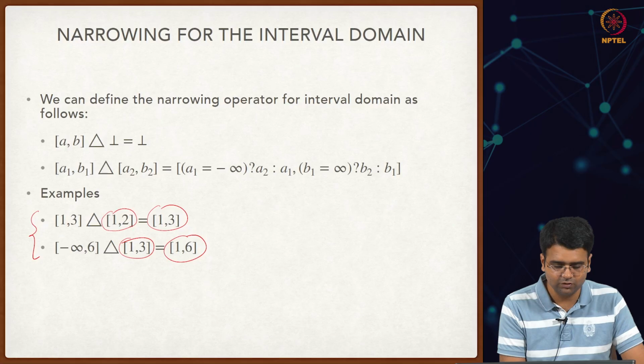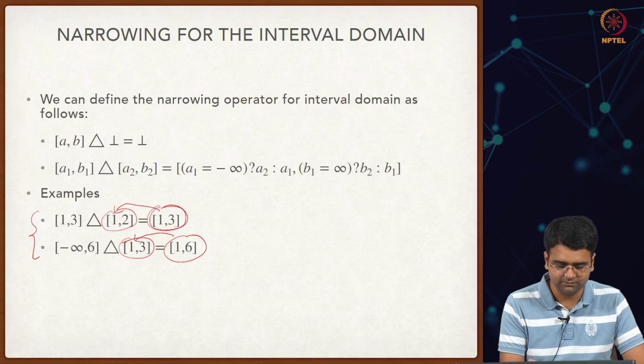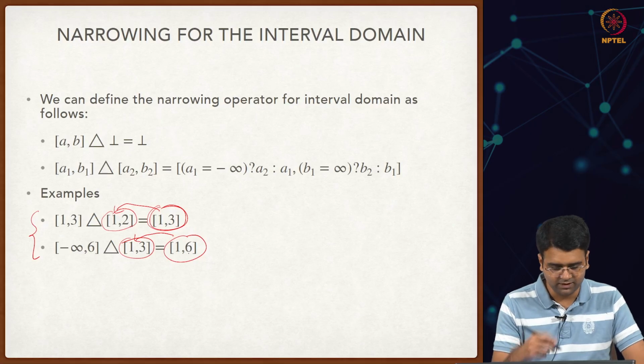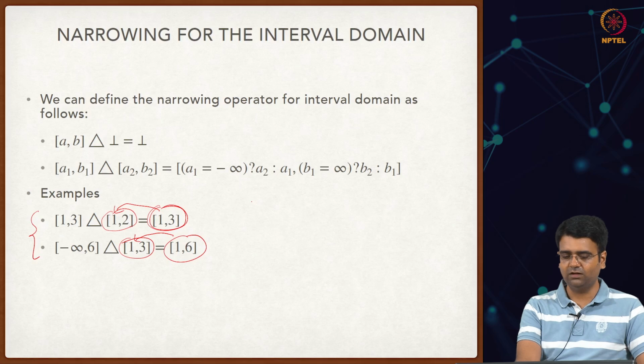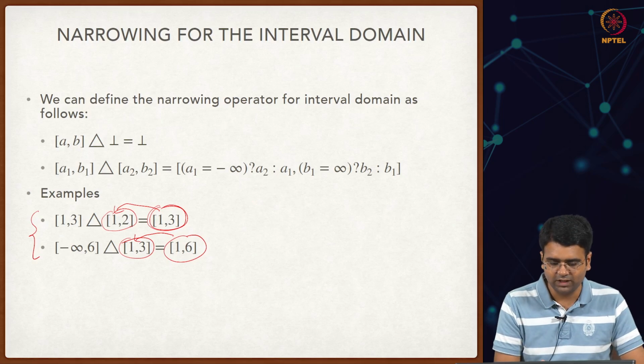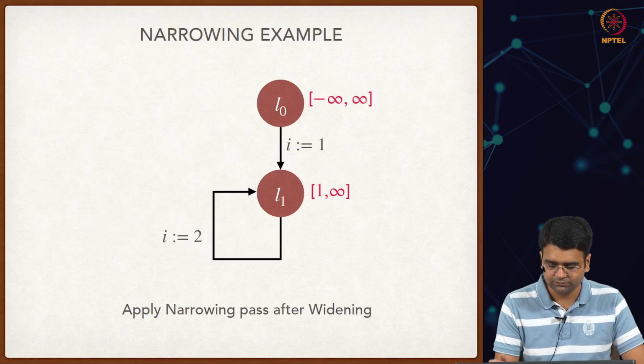So, this 1 3 includes both these intervals. In fact, this value that you compute using the narrowing operator is guaranteed to include the second interval, right. So, 1 3 includes 1 2, and 1 6 also includes 1 comma 3. Okay. Now let us try to understand how this narrowing operator is going to help us recover back the precision.